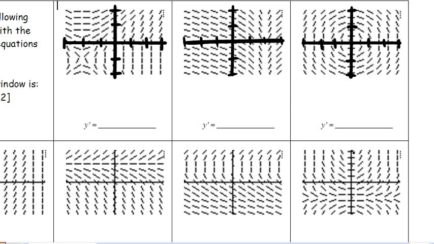Okay, so there are some differential equations up there at the top of the page. In fact, there are 7 of them. And a neat little AP calculus skill is to see whether you can identify which slope field is for which differential equation. Something that they might actually give you on the AP exam.